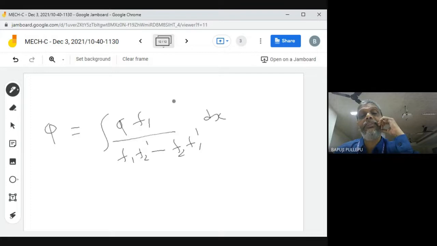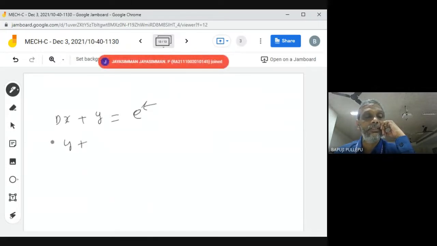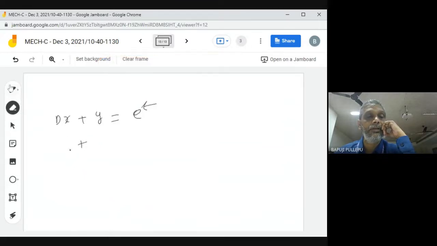Next type of equations are simultaneous equations. Simultaneous equations means what? You may have dx plus y is equal to e power t, where x is a function of t and y is a function of t, and x plus 2 dy is equal to some sin t. Now what you will do, you can operate the second equation by D, then subtract.